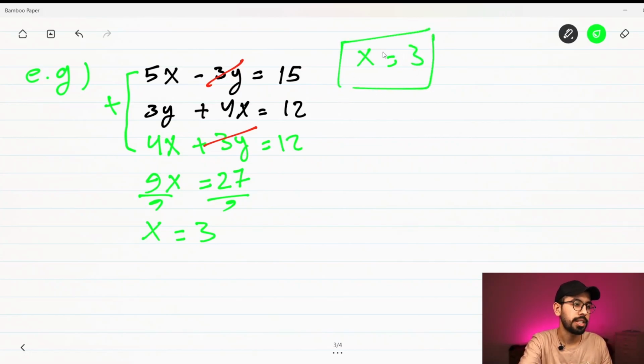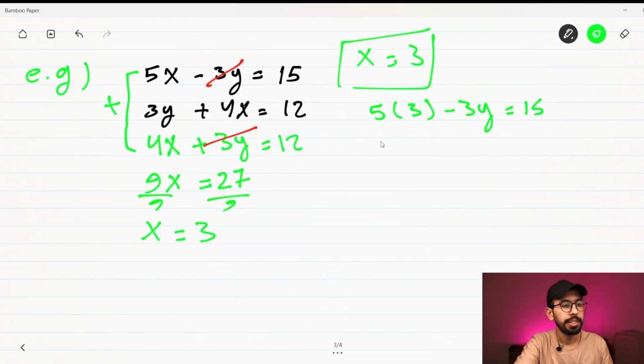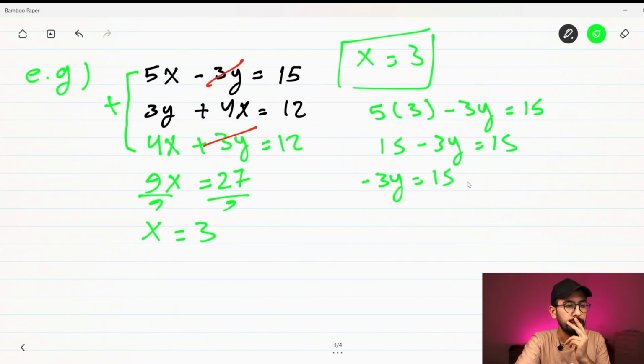Now we need to substitute this 3 in one of these equations in order to get our y. Let's take the first one, for example. 5x, 5 multiplied by 3, minus 3y equals 15. 5 by 3 is 15, minus 3y equals 15. Now we move this 15 to the other side. It is positive 15, so it will be negative on the other side. The result will be minus 3y equals 15 minus 15, so minus 3y equals 0.